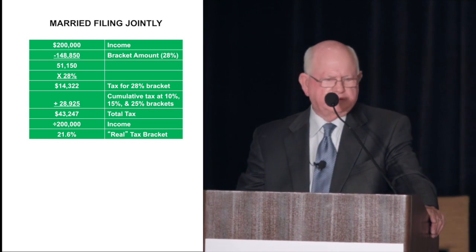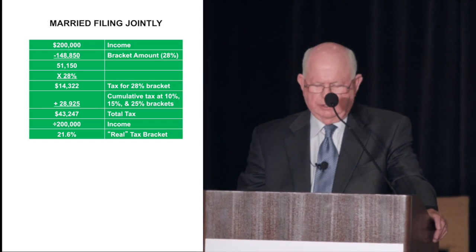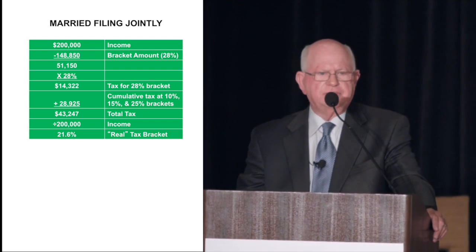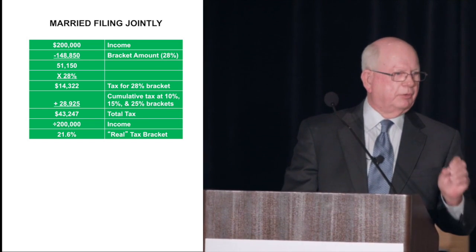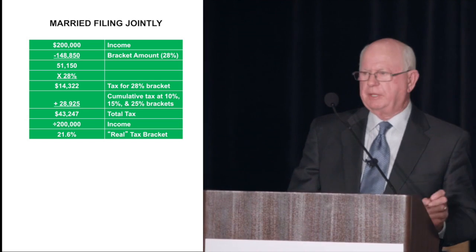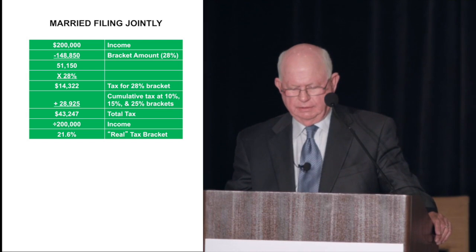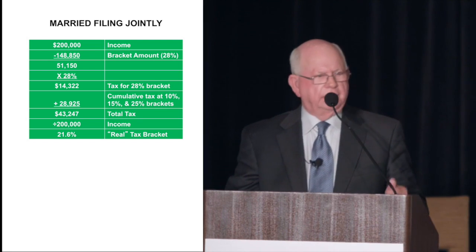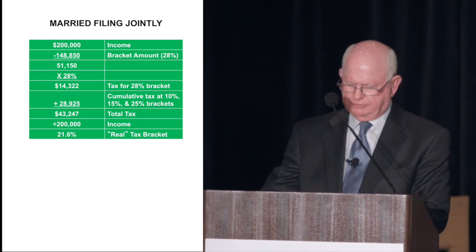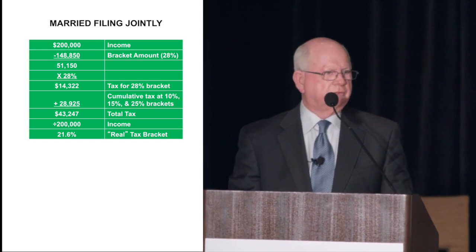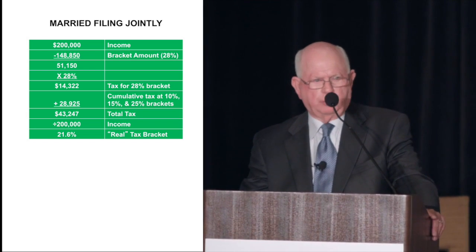And you calculate this as follows, as you can see. The $200,000 of income less $148,000 leaves you $51,000. That's taxed in the 28% marginal tax bracket. That's the only amount of the $200,000 that's taxed at the 28% bracket. The remaining amount of money is taxed cumulatively in the 10, 15, and 25% brackets, which leaves you with a 21.6% average tax rate. Why is this important?